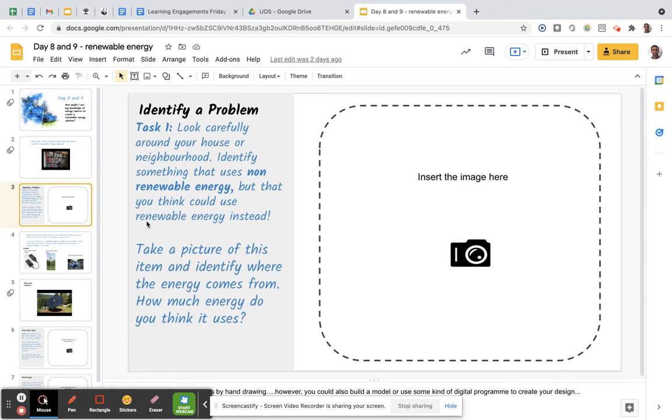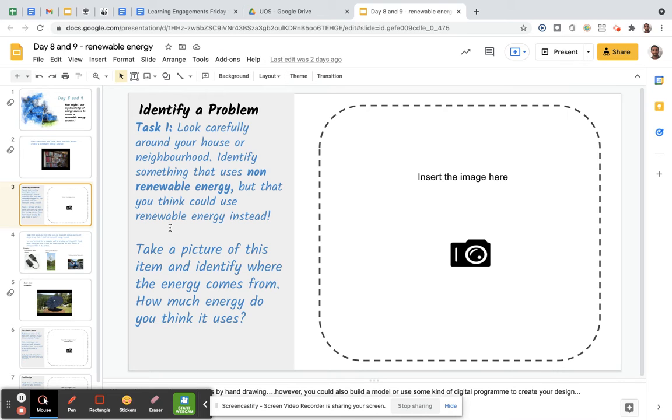Okay. So your first task is to look carefully around your house or your neighborhood and identify something that uses non-renewable energy, but that you think could use renewable energy instead. I'm going to use an example again of my phone charger. I charge my phone every single night and it doesn't require a lot of energy. It's not like the engine of a car, the energy that's required to move a car is quite a lot. Powering my phone is not so much. So I think actually I could come up with a renewable way of powering my phone.